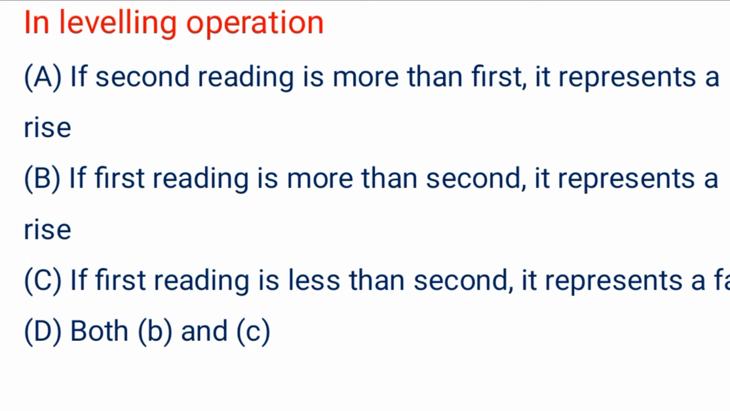Next question, in leveling operation, option A, if second reading is more than first, it represents a rise. Option B, if first reading is more than second, it represents a rise. Option C, if first reading is less than the second, it represents fall. Option D, both B and C. So the correct answer is option D, both B and C.